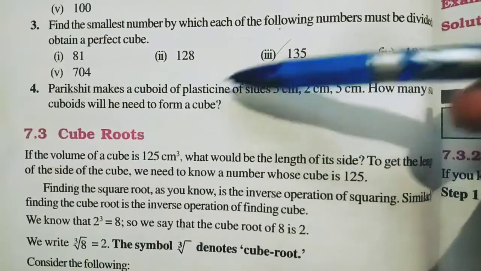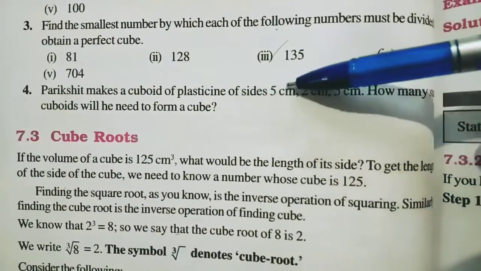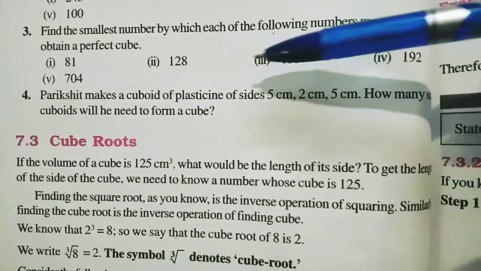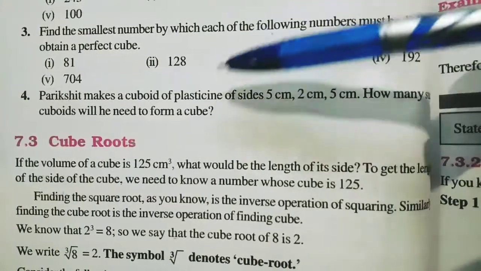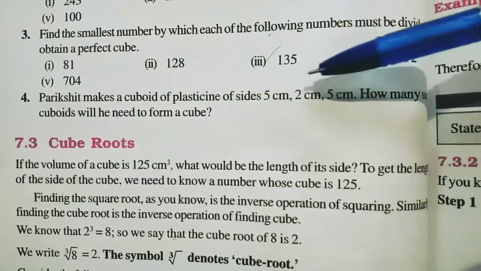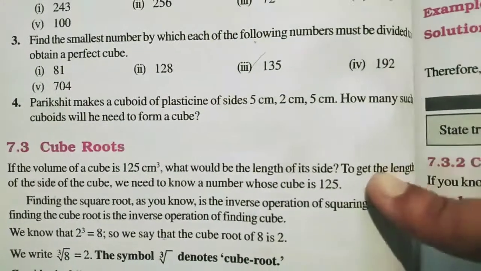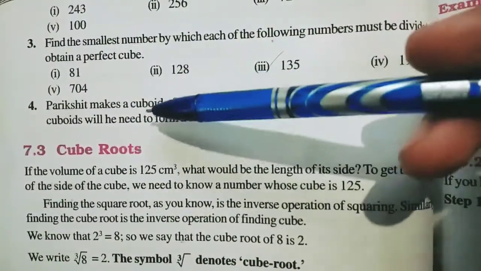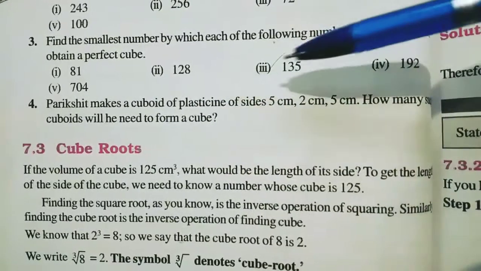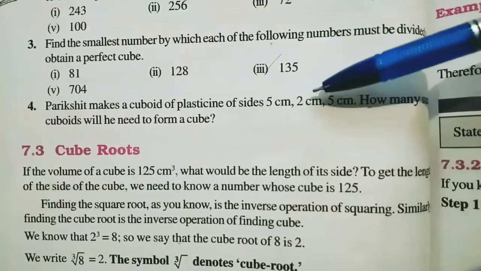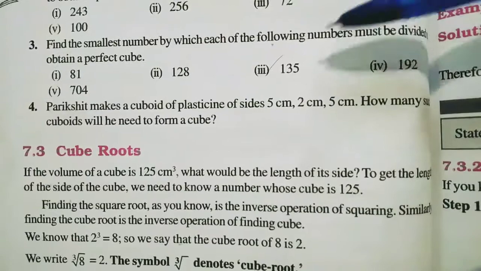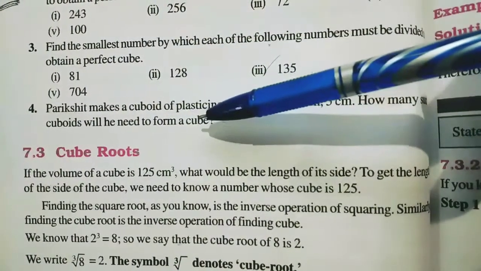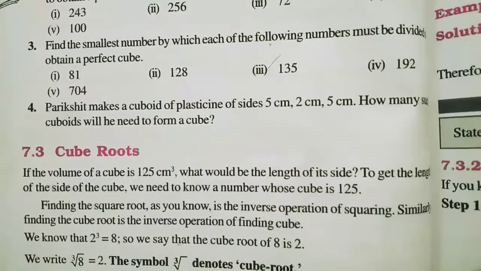Parikshit makes a cuboid of plasticine of sides 5 cm, 2 cm and 5 cm. Okay, so he is making one cuboid of these sides. This is length, breadth and height. So how many such cuboids will he need to form a cube? So he is making a cuboid of these sides, then how many cuboids will be needed to form a cube? Cube means, you know, this perfect cube.